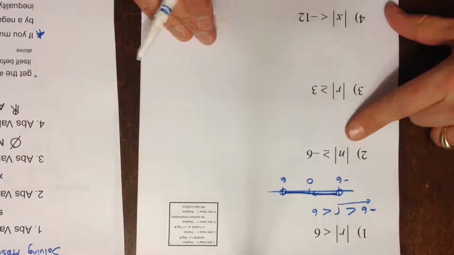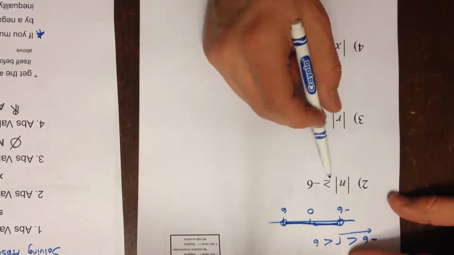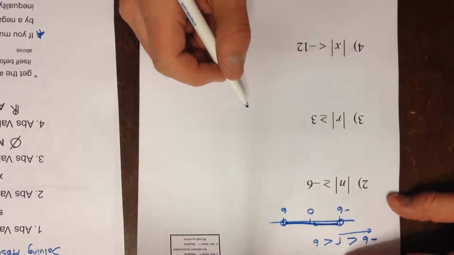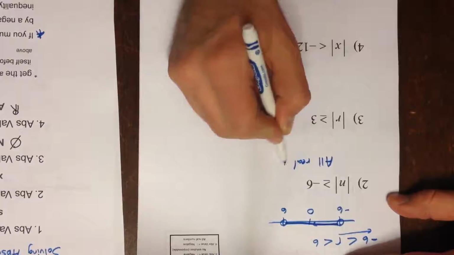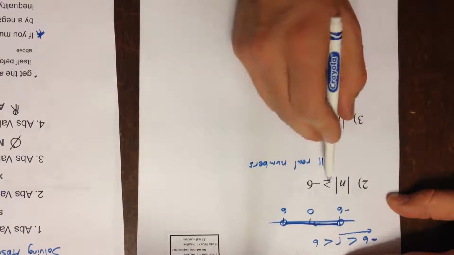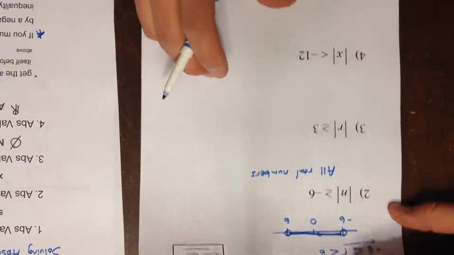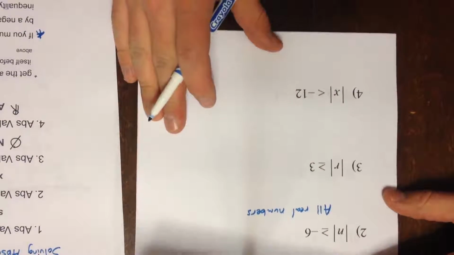Alright, here we go. If you think about this one, the absolute value of n is greater than -6. All real numbers. All absolute values are going to be greater than a negative. All absolute values are positive, so keep that in mind.